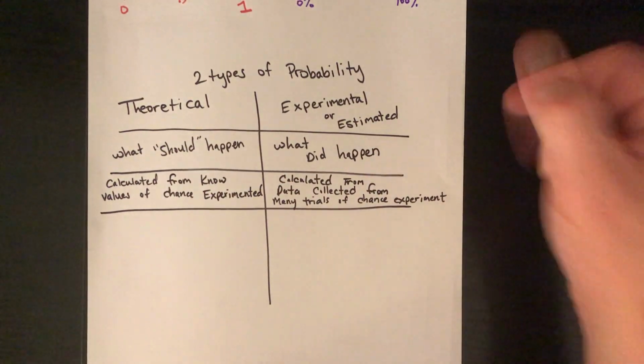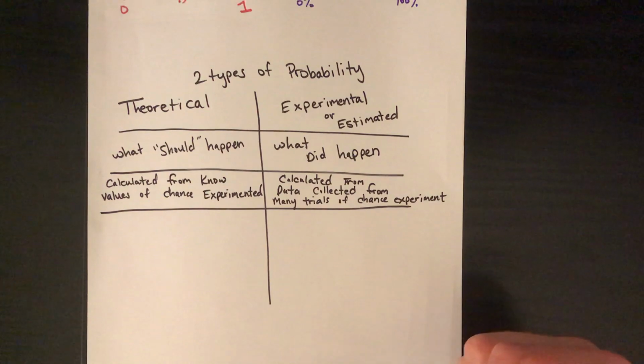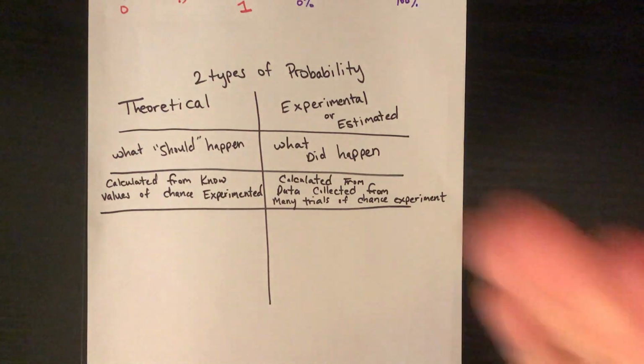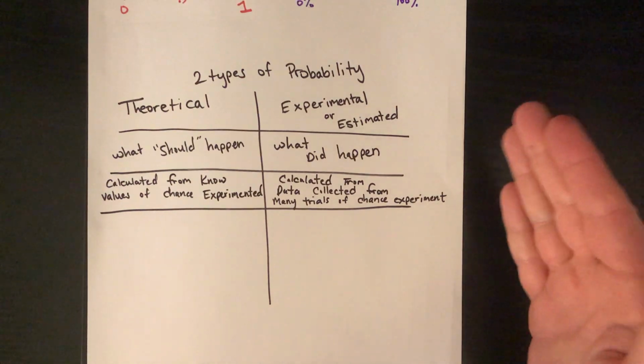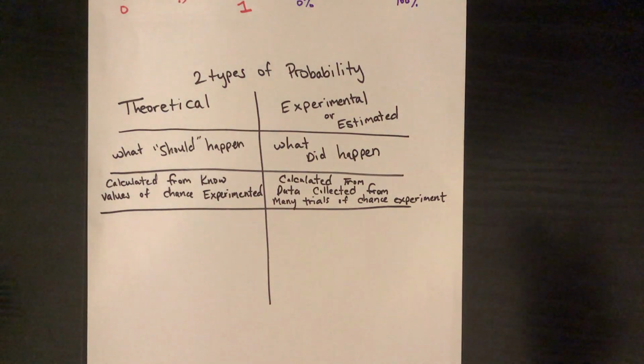We know that if we flipped a coin 10 times, we're not necessarily going to get exactly half tails and half heads. Life doesn't work that way. We might get 7 tails and 3 heads or whatever.